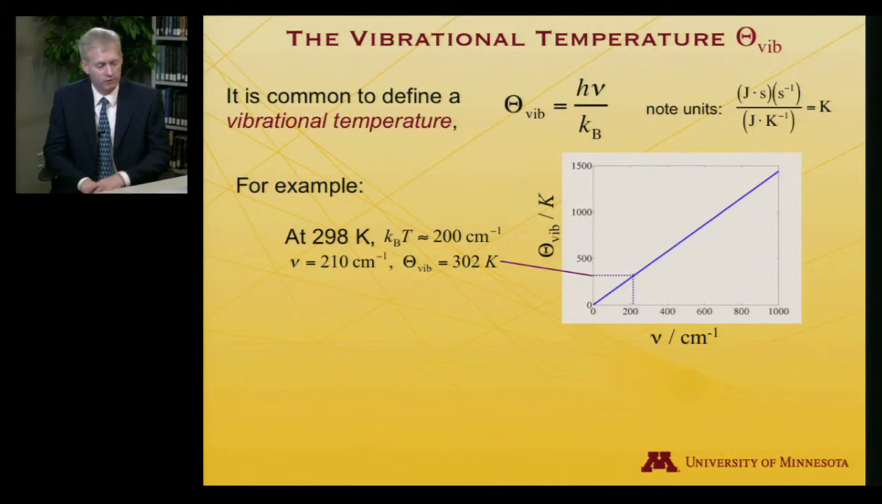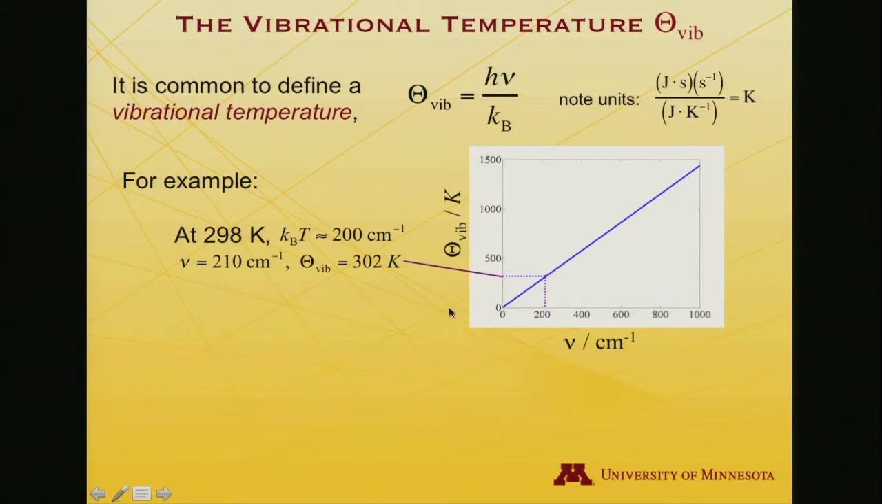It's not too challenging. So here is the frequency expressed in wave numbers. Here is the vibrational temperature expressed in Kelvin. And you can just read anywhere along this graph to relate the two. And so here's the particular case of 210 wave numbers related to about 300 Kelvin.